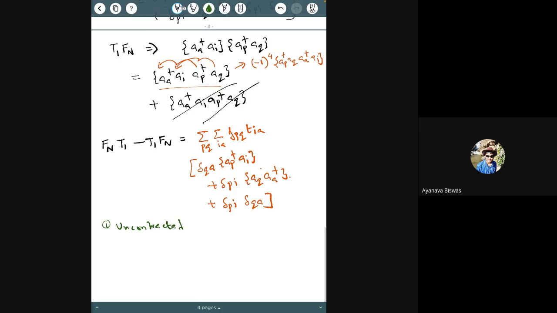Uncontracted string is cancelled. What is the next thing that we learn? The next thing that we learn is that when you are going to project with a function, what will happen?